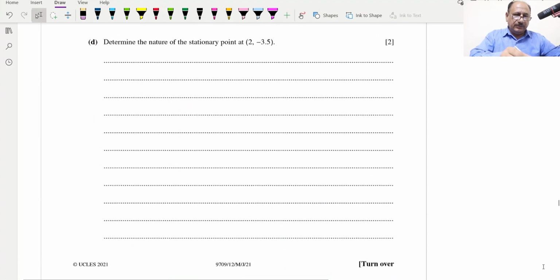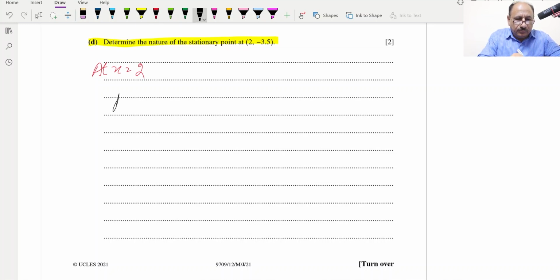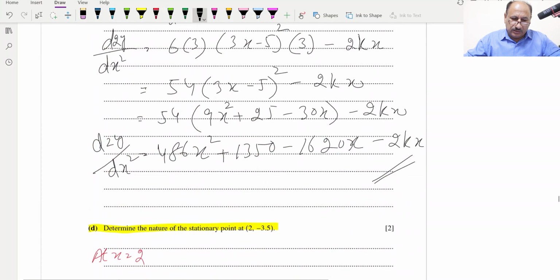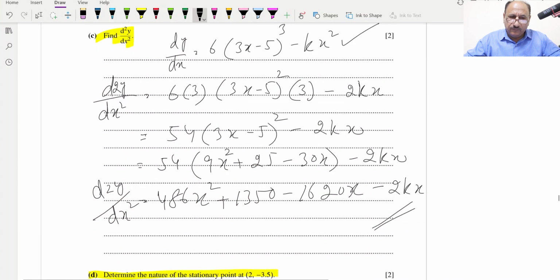Now D part says determine the nature of the stationary point at 2 and minus 3.5. So for this one, at x is equal to 2, we will check the second order derivative. So it will be the second order derivative test, d2y over dx square at x is equal to 2, and this will be equal to 54 into, in this second order derivative which we have, we will be replacing x is equal to 2.